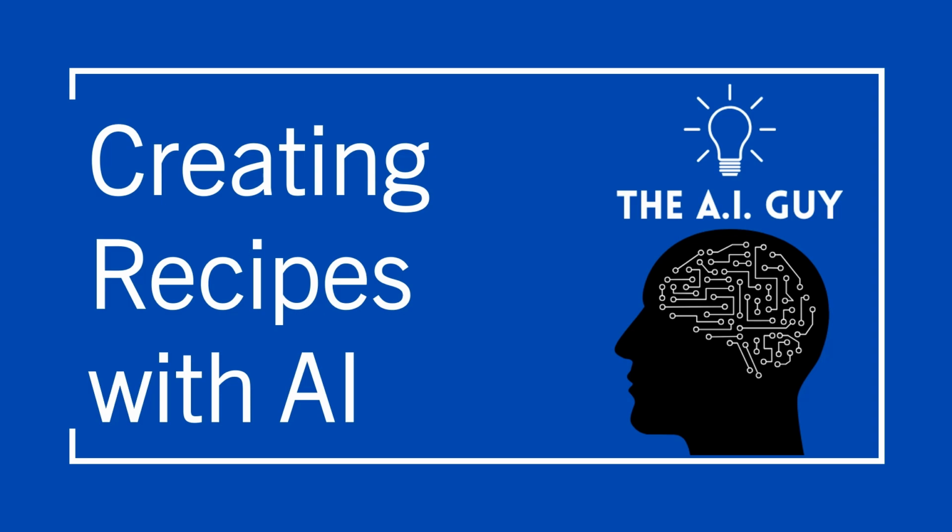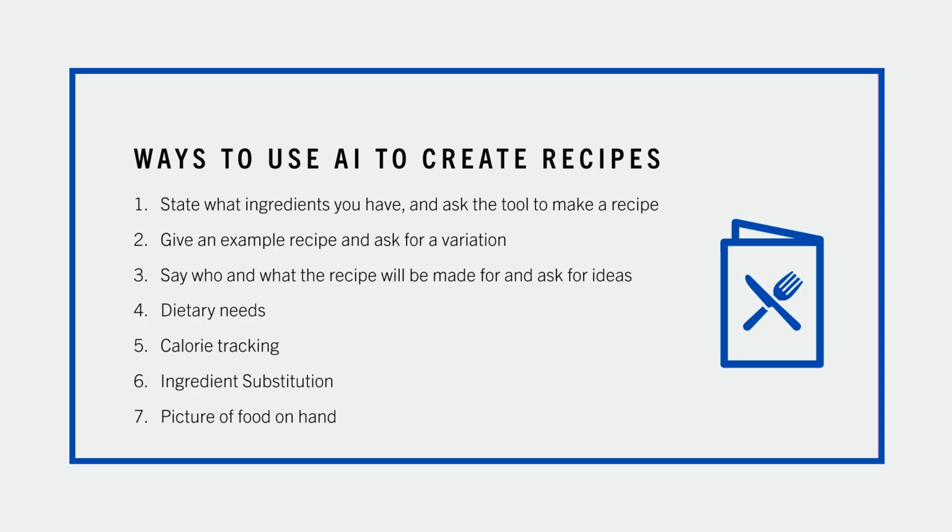Today, I will show you a few examples of how you can create recipes and food using AI. Here we have a few ways I will show you today to use AI to create very yummy and good recipes. The first one is stating what ingredients you have and then asking the AI tool to make your recipe. This is super easy if you have a bunch of things on hand but aren't sure what to make. You can just put this into the AI tool and it'll normally give you a pretty good result back.